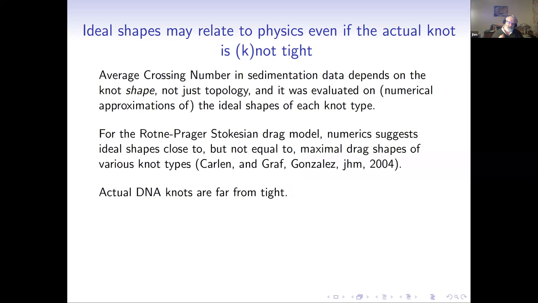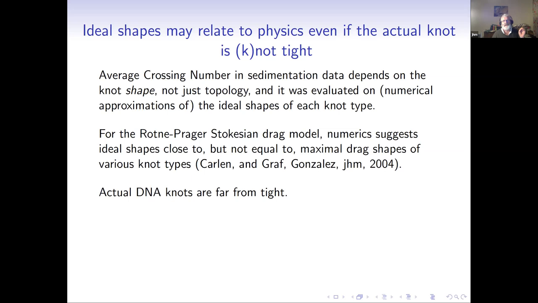Now, I came to it because we wanted to try and understand the sedimentation data that I showed you. The average crossing number is related to writhe, and so on, it doesn't really matter, but it depends on the shape. And the point was that linear plot is saying that these ideal knot shapes were the things that had a linear relation with the gel speeds. So now, alas, it basically seems like it's an accident.